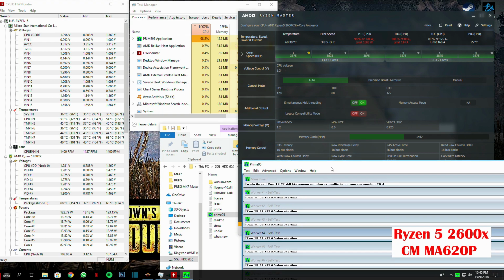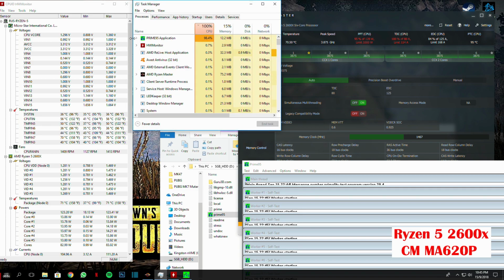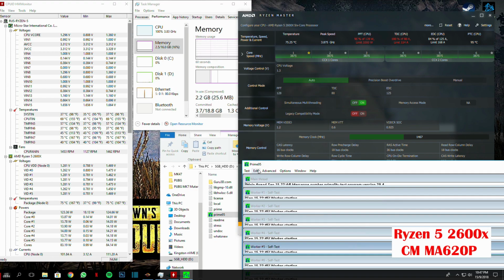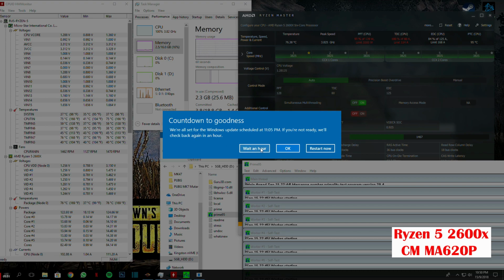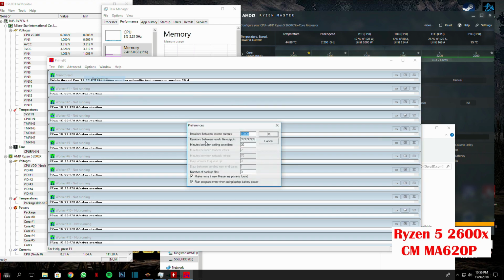Using the stock cooler, it actually goes to 95 degrees and is still increasing after less than 5 minutes, or 3 minutes, of running Prime95. It already reached 90 plus degrees and never went down. Compared to the aftermarket cooler, you can see the temperature is only around 75 degrees. It goes to 76, but it never went up to 80 degrees.